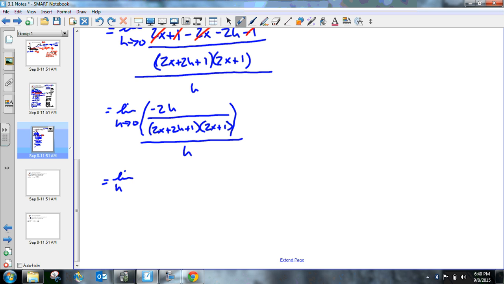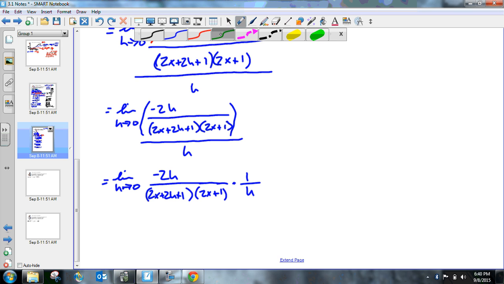But I've got the limit as h approaches 0 of negative 2h over 2x plus 2h plus 1 times 2x plus 1, and then this is times 1 over h. Okay, these are equivalent statements. Dividing by h and multiplying by 1 over h means the same thing. Now look what I can do, folks. Now my h's divide out.